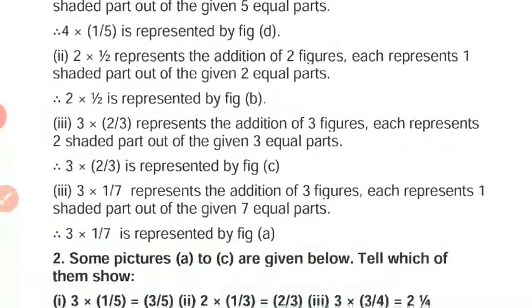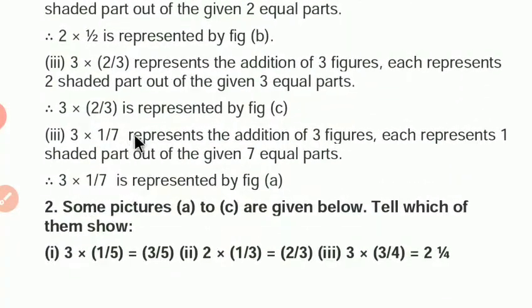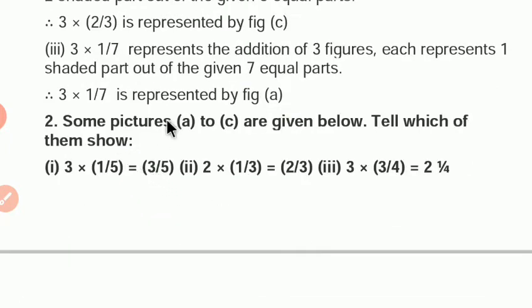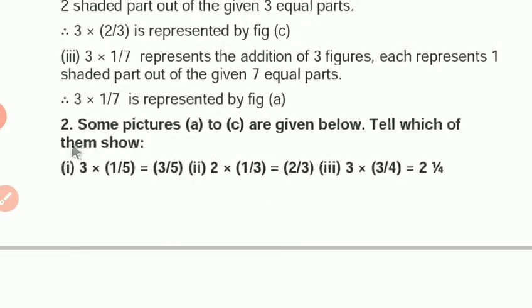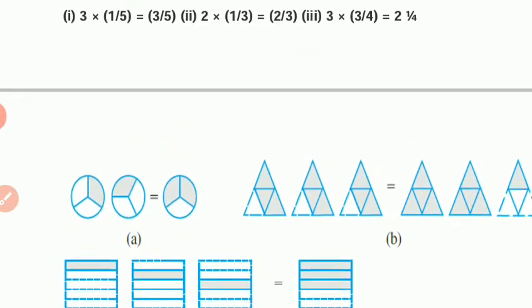The explanation is written here. You can write the answers directly without writing this explanation. It is for your understanding. Then question number 2. Some pictures A to C are given below. Tell which of them show 3 into 1 by 5, 3 by 5.